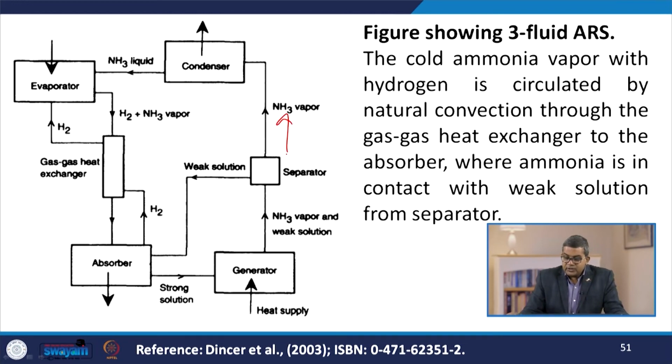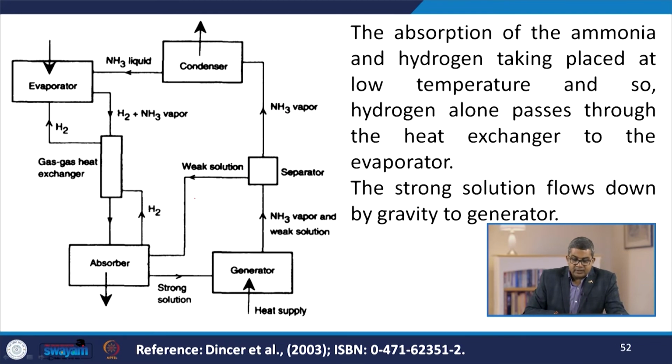by natural convection through the gas-gas heat exchanger to the absorber, where ammonia is in contact with the weak solution from the separator. Now, the absorption of ammonia and hydrogen takes place at low temperature, and so hydrogen alone passes through the heat exchanger to the evaporator. The strong solution flows down by the gravity.